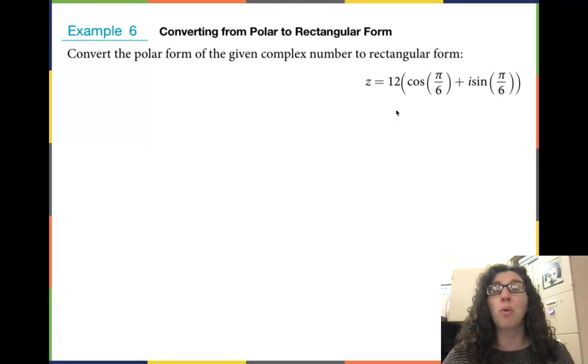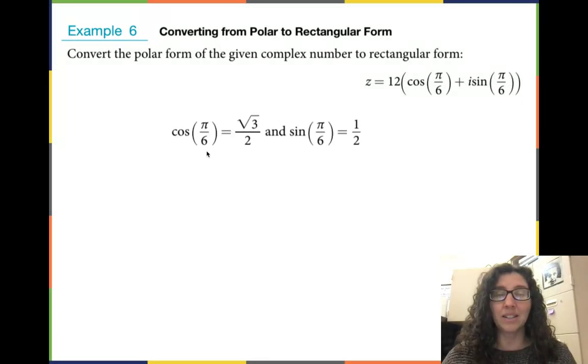What if we have a polar form of an equation and we want to write it in rectangular form? Well, we can just evaluate these things. If they're values from our trig tables, we know them because we know our trig tables. Or if it's some weird angle that we don't know, we can just use our calculators. Right? So let's see. Cosine of pi sixths, I'm sure you all remember, is square root of 3 over 2. Sine of pi sixths is 1/2. So we just plug those in.